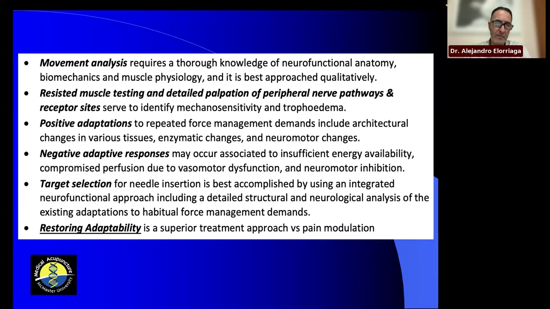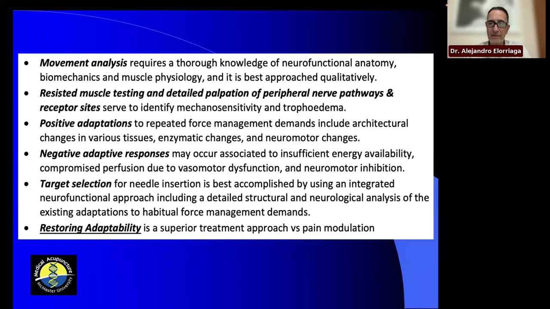And then finally, at the end of the presentation, we talk about positive adaptations that may help improve these force management abilities. And that includes architectural changes in the bone, in the muscle, in the connective tissues, enzymatic changes, metabolic changes, and neuromotor changes. And then we also have negative adaptive responses, not adaptations, that occur due to insufficient energy availability, lack of perfusion, or very common neuromotor inhibition, failure of the motor system to access the muscles, particularly the deep muscles.